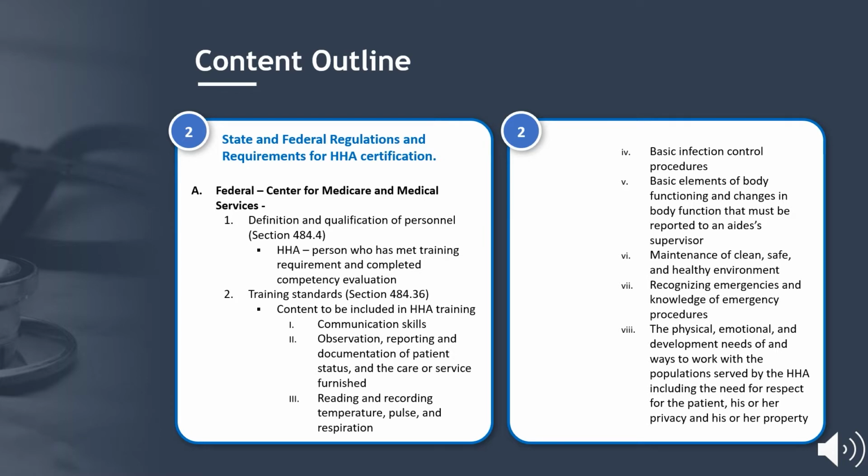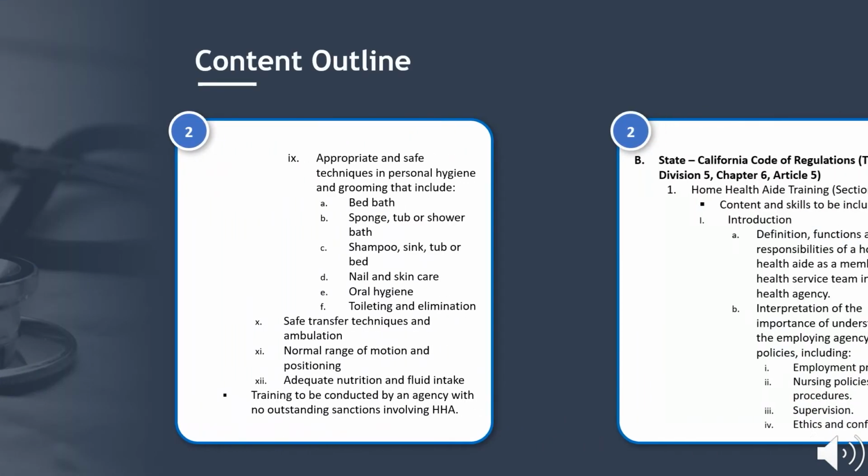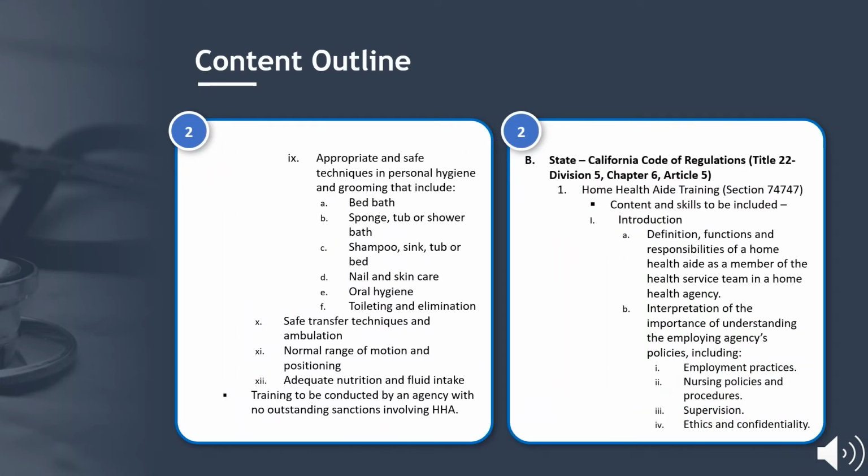Recognizing emergencies and knowledge of emergency procedures. The physical, emotional, and developmental needs of and ways to work with the populations served by the HHA, including the need for respect for the patient, his or her privacy, and his or her property. Appropriate and safe techniques in personal hygiene and grooming that includes bed bath, sponge, tub or shower bath, shampoo, sink, tub or bed, nail and skin care, oral hygiene, toileting and elimination.